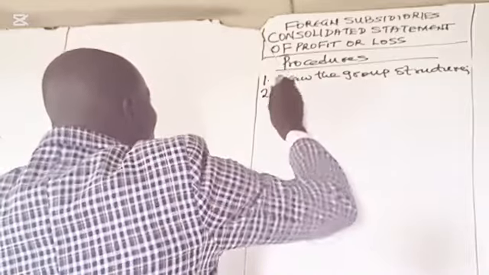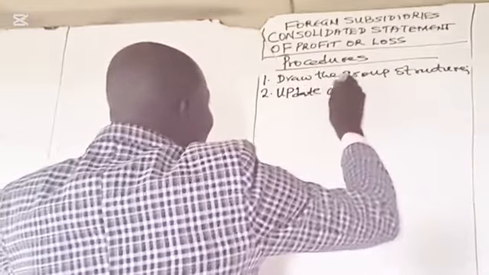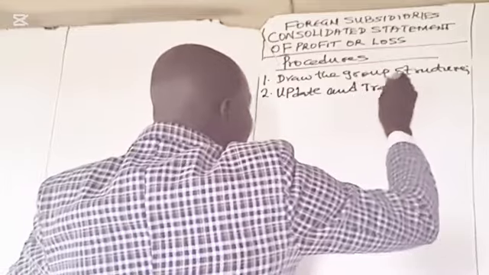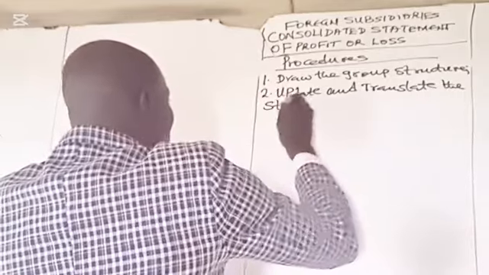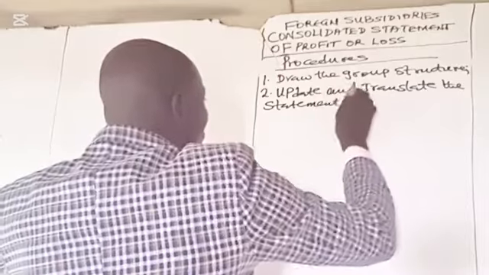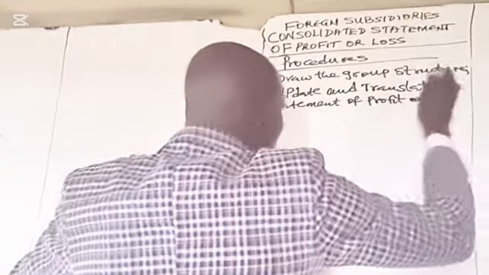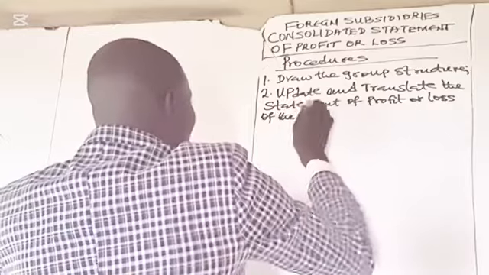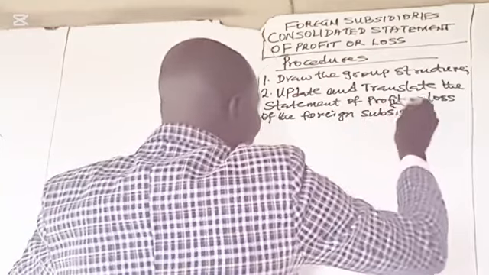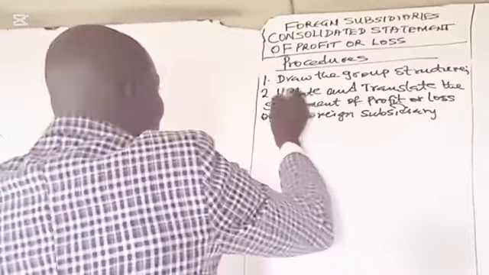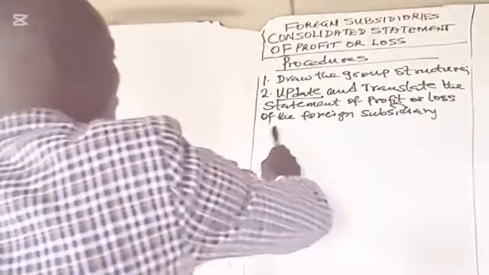The second step is to update and translate the statement of profit or loss of the foreign subsidiary. Two things are involved. The first thing is to update. The second one is to translate the statement of profit or loss of the foreign subsidiary.